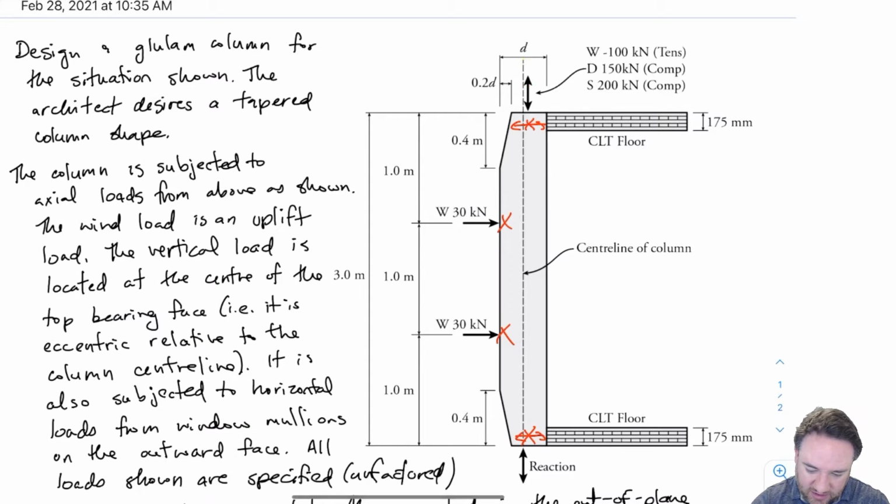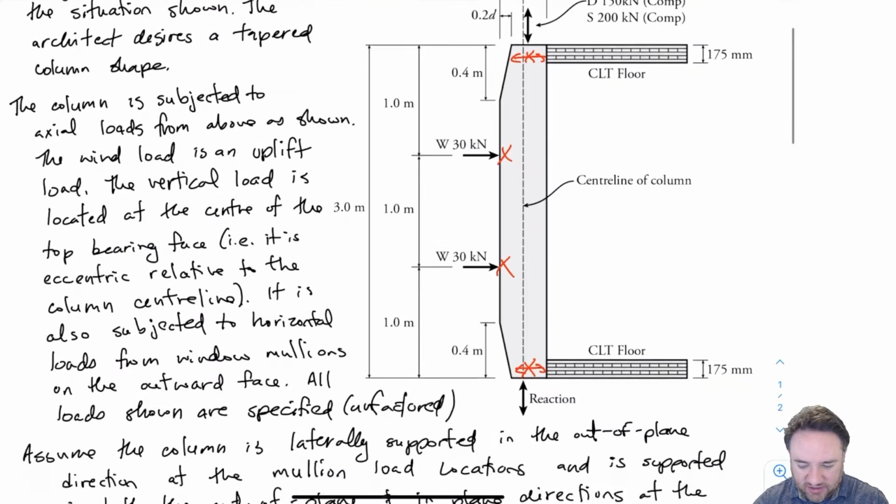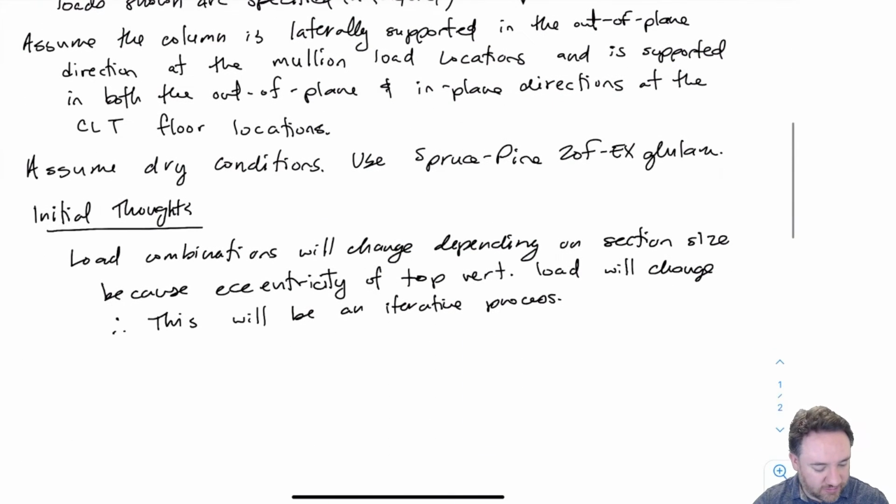I mean, we can't. How do we choose a member size if we don't know totally what the loads are? Well, basically what we're going to have to do is make a conservative assumption of the size of the beam and the eccentricity, and then circle back and see what the resulting eccentricity is going to be after we choose a better size beam.